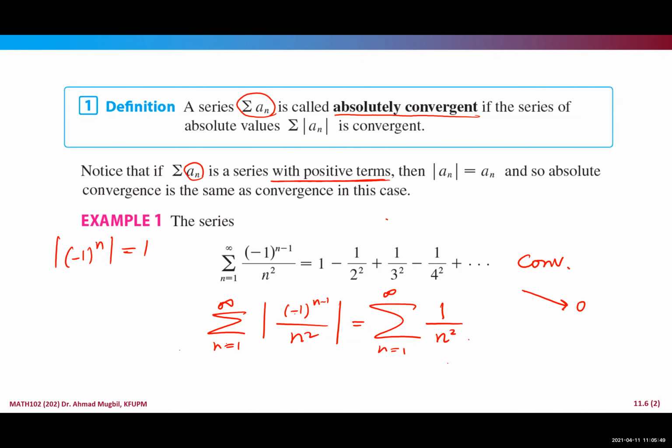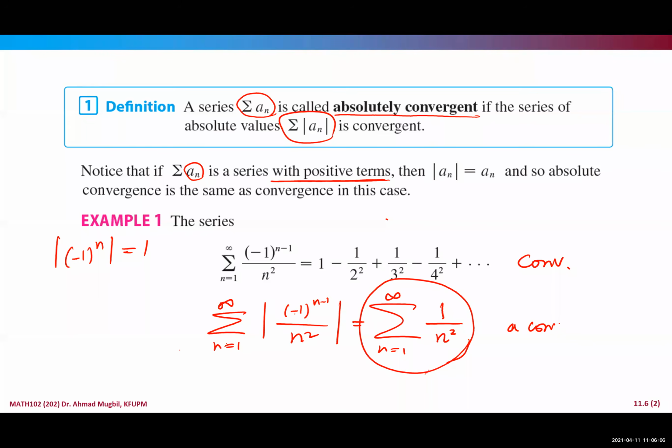So now, is this series, the series of the absolute values, convergent? No, it's divergent? No, yes, convergent. Yeah, Shabab, this is a P series. It is a convergent P series with P equals 2, greater than 1. So it is a convergent P series. Okay, so it is convergent.